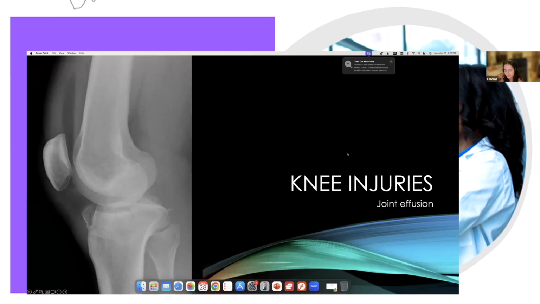Now let's go further down. If I'm going too fast, please let me know. Now we're in the knee. I wanted to start with the finding of a joint effusion, which is probably one of the easiest and most common findings that we can have. With a joint effusion in the knee, you are going to see displacement of the fat pad. We shouldn't have this kind of shadow around here. The fat pad should be closer to the bone. Same thing under the patella. We shouldn't have this effusion over here.